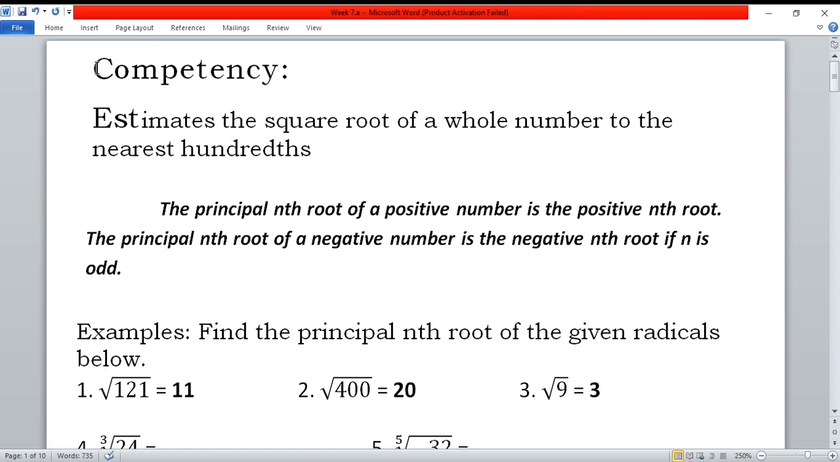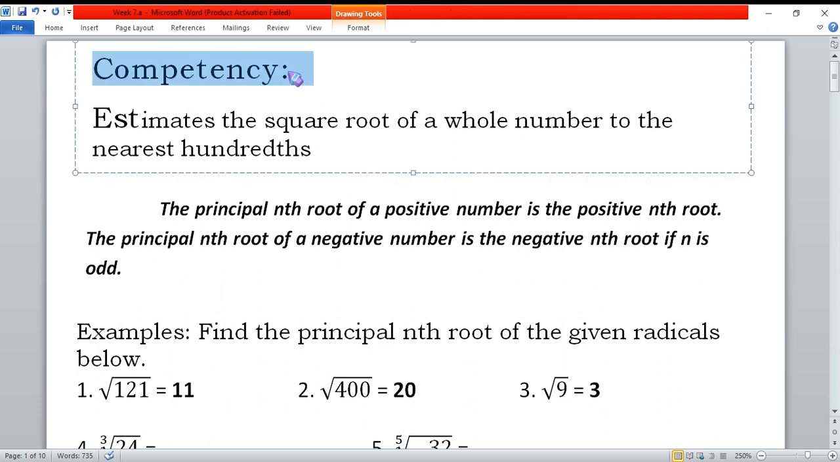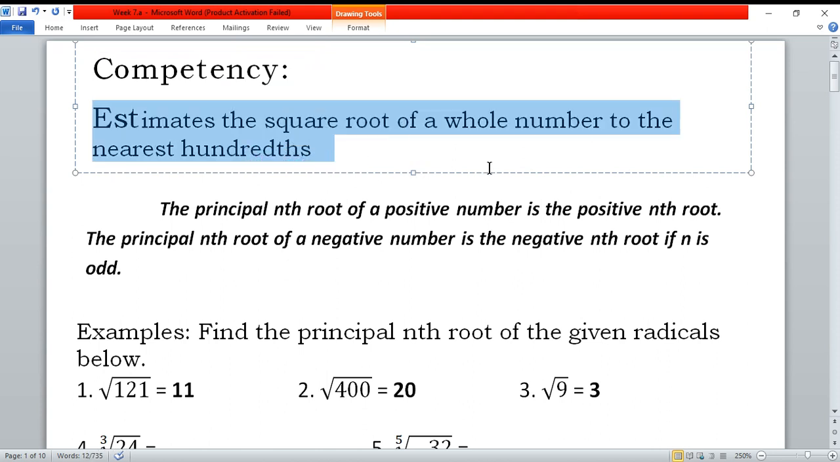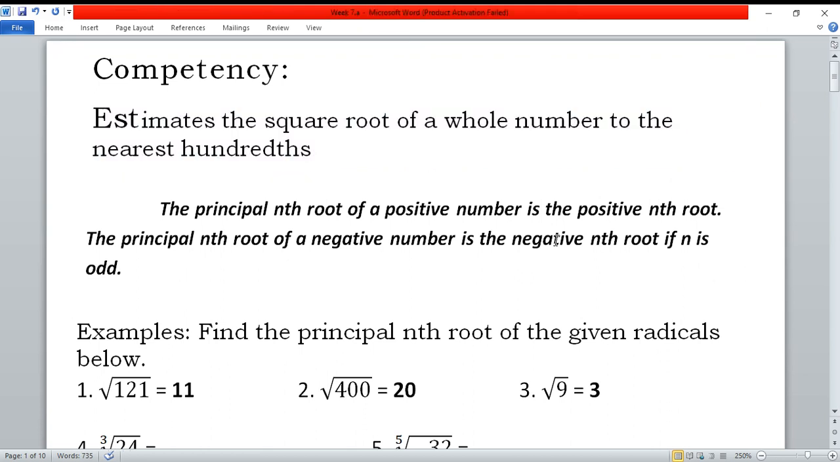So this time pag-aaralan naman natin ang competency na kung saan we will have to estimate the square root of a whole number to the nearest hundredths. Okay, so previously ang napag-aralan natin ay yung tungkol sa principal roots on how to determine whether that square root is a rational or an irrational number. We also deal with on how to find for two consecutive integers between which the given square root lies.